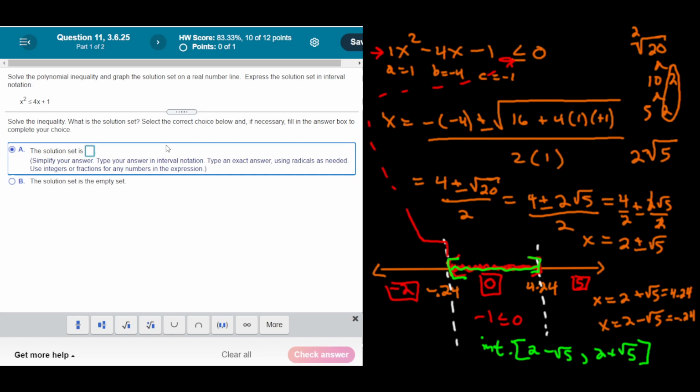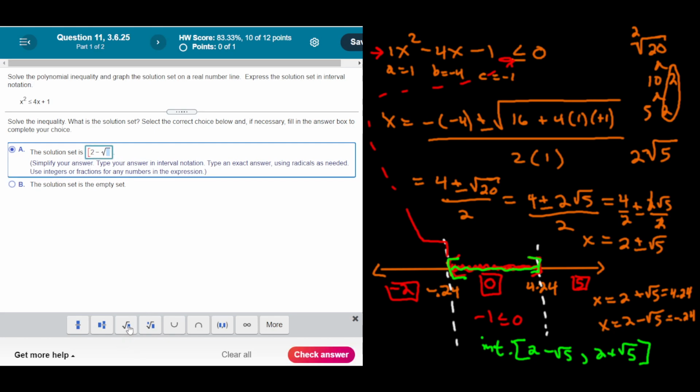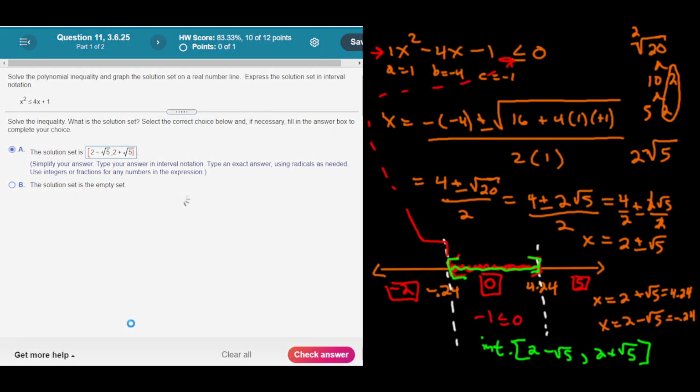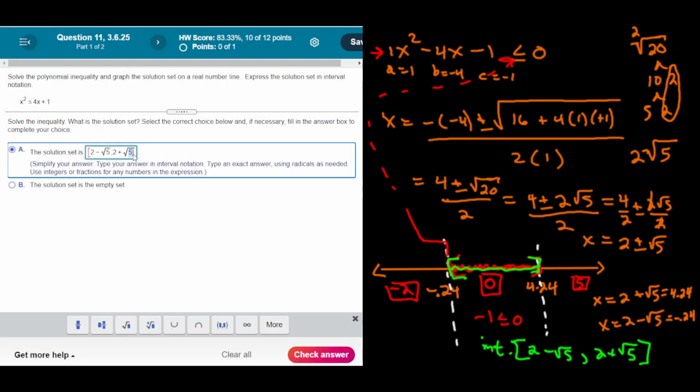Solution set. Let's go ahead and do it. We have 2 minus the square root of 5, comma, 2 plus the square root of 5. Close that thing up. Oh no, I'm still underneath the radical.